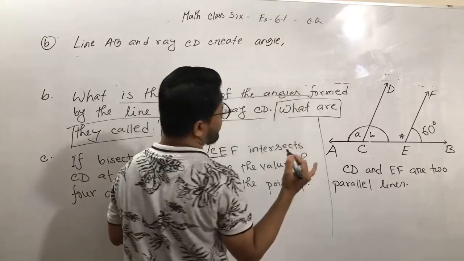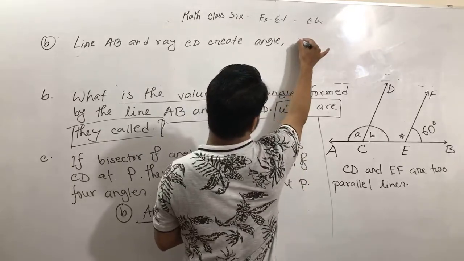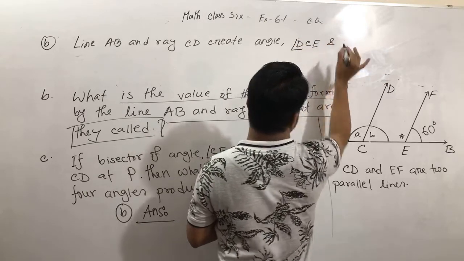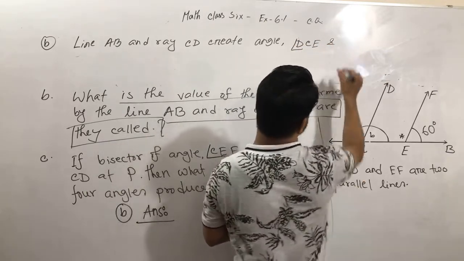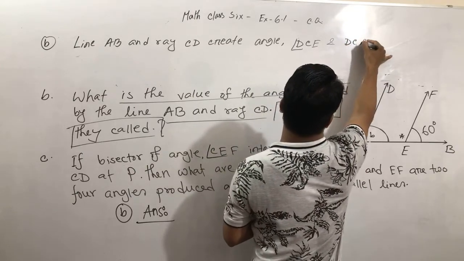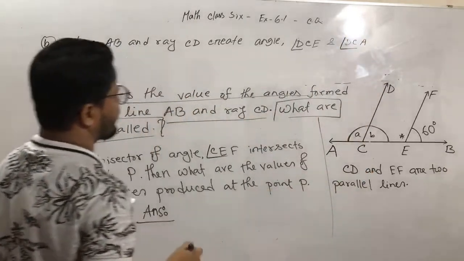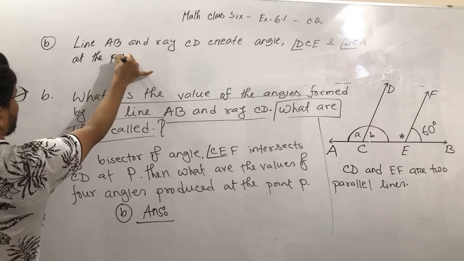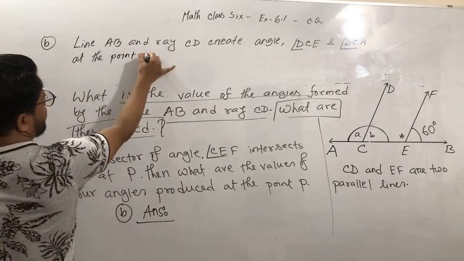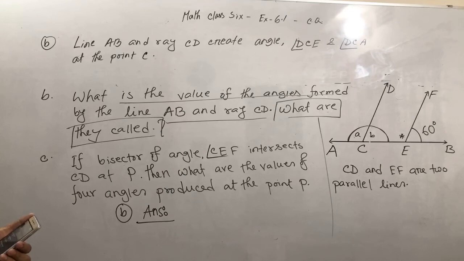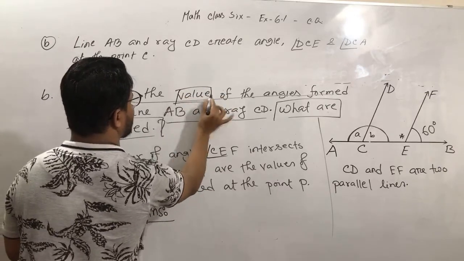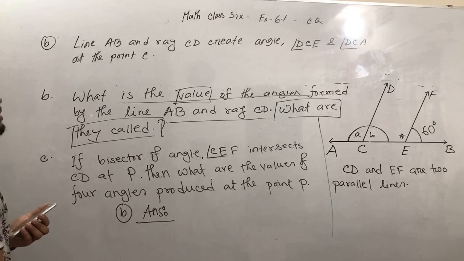angle DCE and DCA at the point C, and what is the value requirement? You have to find the value in degrees.